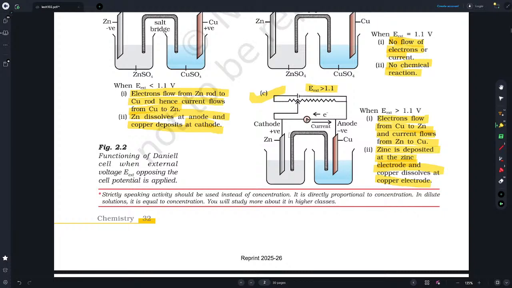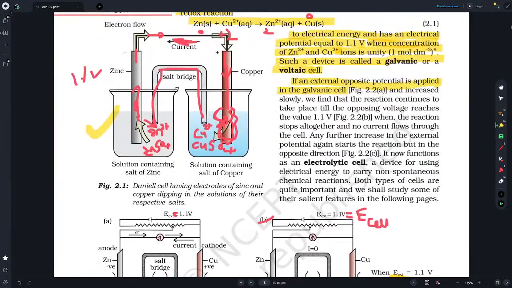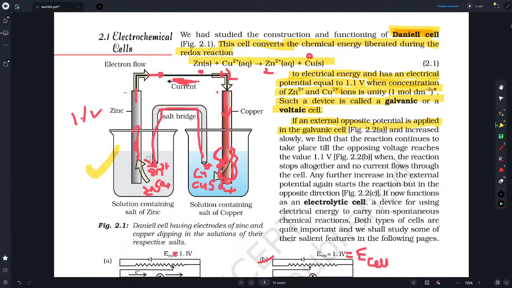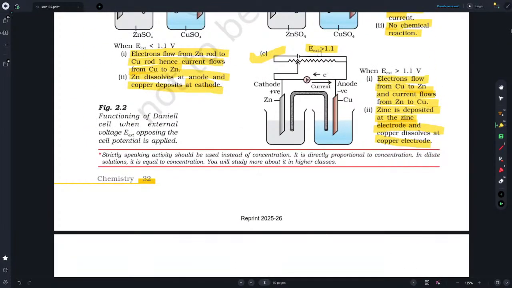In this reaction, we force the reaction to be reversed with an electric potential higher than the cell potential. We saw that in the normal scenario, zinc with a higher SRP will dissolve in the solution, giving the electrons, and copper will get reduced, depositing on the copper electrode. But when there is a higher external potential than the normal potential, the reaction is reversed. Electrons flow from copper to zinc instead of zinc to copper, and current flows from zinc to copper. Zinc is deposited at the zinc electrode, copper dissolves at the copper electrode.